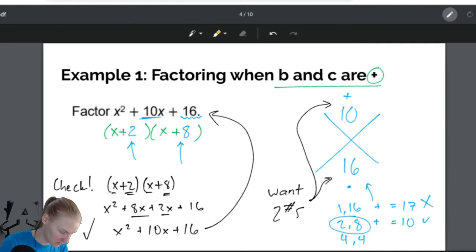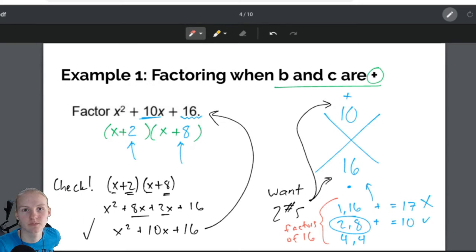In fact, let's write that down. These are all the factors of 16. And then we're just going to add them up and see which ones can equal 10. And it turned out that these two could equal 10. Because we needed both of these things. We need them to multiply to 16. We also need them to add to 10.